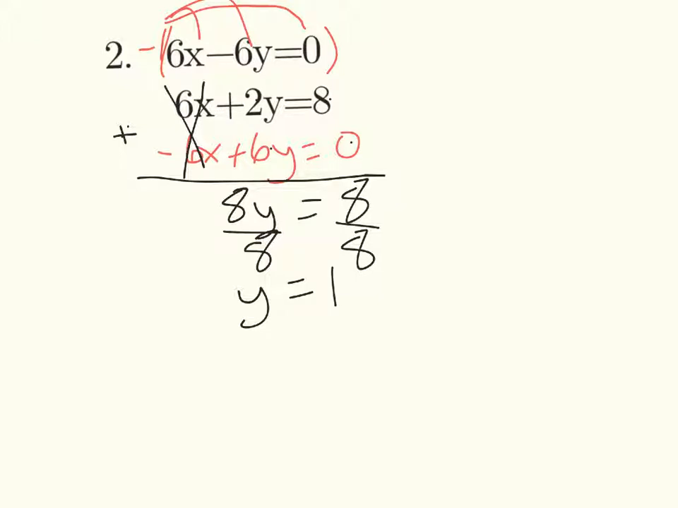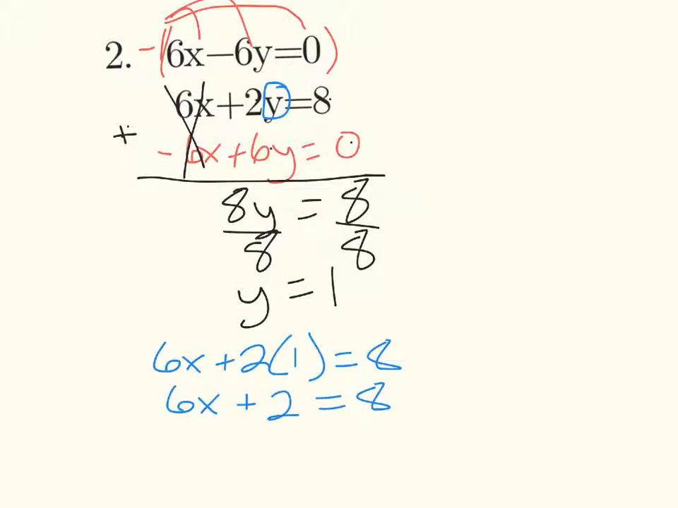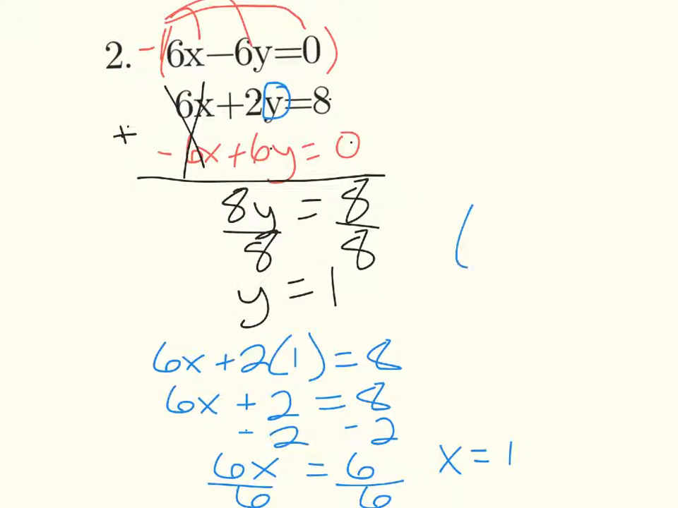I'm just going to pick one of the equations. Let's say we're going to put in for this y here. If I put in for that y, my equation will now say 6x plus 2 times 1 equals 8. And then we just start solving here. If I isolate my variable, I get 6x equals 6, divide by 6, x equals 1. Again, write that as an ordered pair. The 1 for the x goes first, followed by the 1 for the y.